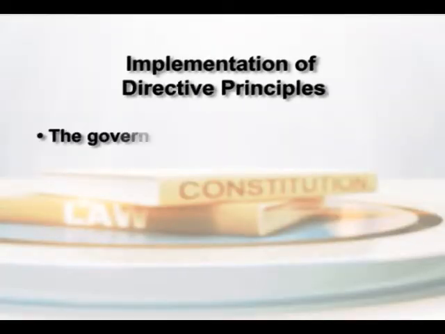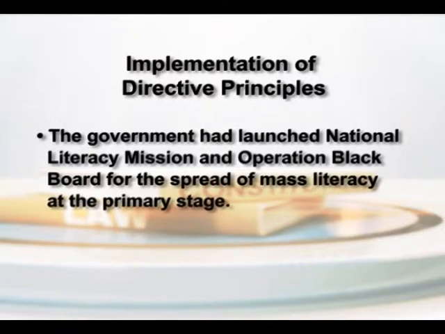Let us now focus on some examples regarding implementation of these directive principles. For example, let's start with the area dealing with education. As we know, the percentage of literate people at the time of independence was only 14%. The Indian government laid stress on spread of literacy among the masses. Efforts were taken by the government towards literacy of the people of India. Spread of elementary education and its universalization and reducing the rate of dropouts at the primary stage were the prime concern of the governments. According to the National Policy of Education 1986, the government had launched the National Literacy Mission and Operation Blackboard for the spread of mass literacy at the primary stage.